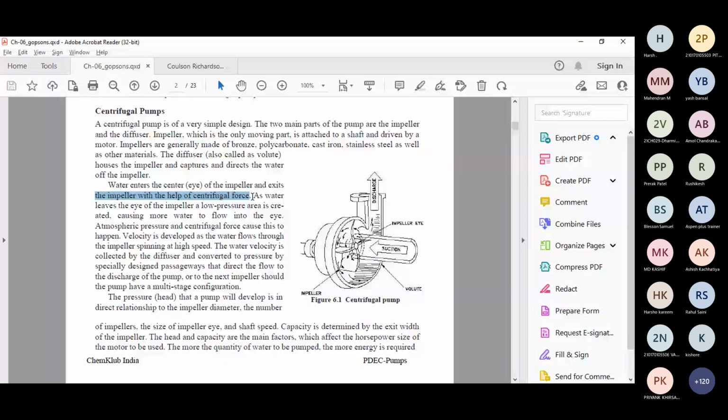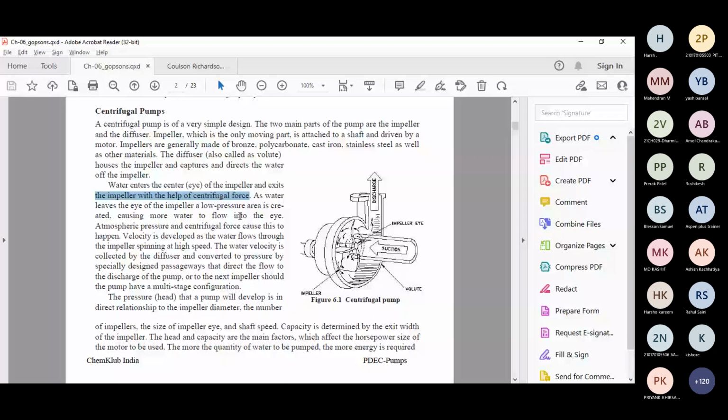As the water leaves the eye of the impeller, a low pressure area is created, causing more water to flow inside. Once the suction is proper and the material is sucked in, it is continuously thrown out, so more and more liquid will be sucked in because of the little amount of vacuum, or lower pressure zone, created by the high speed of the impeller at the eye. So your pump will start operating smoothly, right?